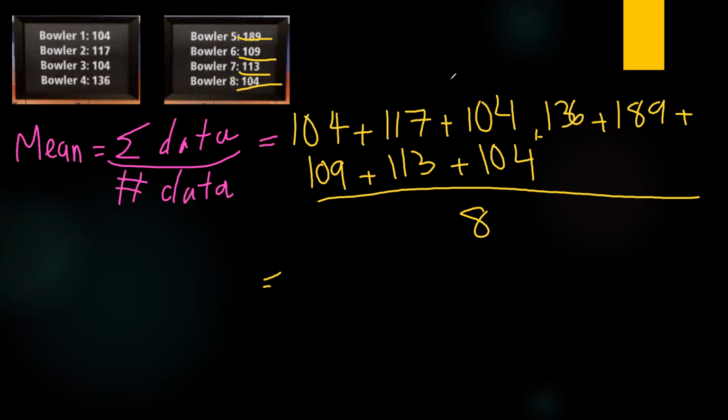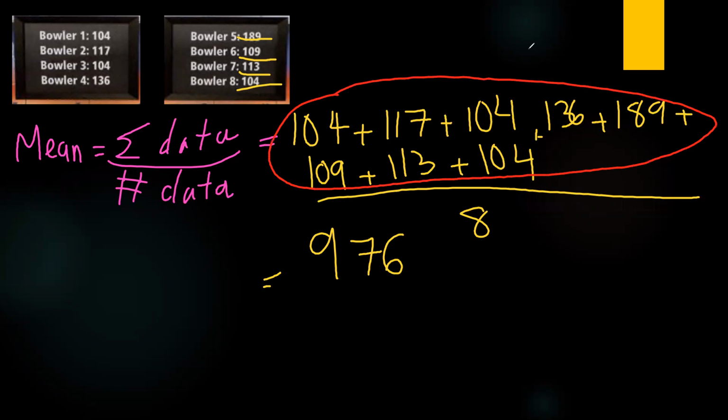So let's add the numbers now. 104 plus 117 plus 104 plus 136 plus 189, 109, 113, and 104. After we find the summation, it is 976. Then divide by 8. Equal 122. So the mean, the average of these 8 data, is 122. This is the first one. Is it clear? Yes. So let's write here that we have a mean equal 122.